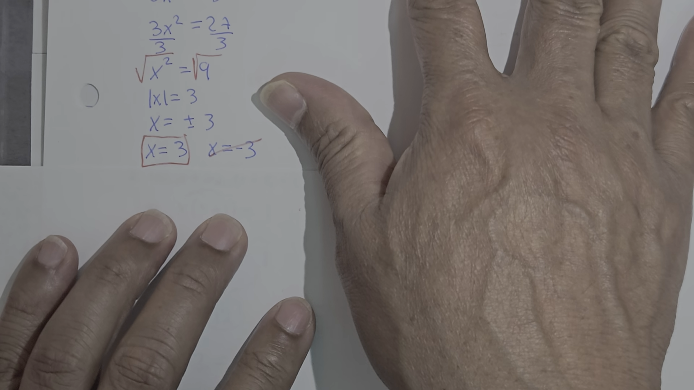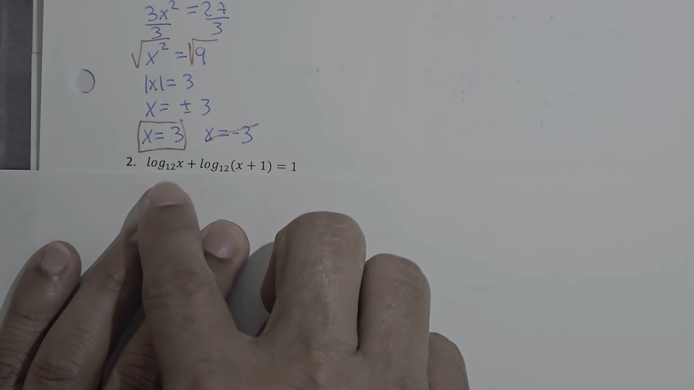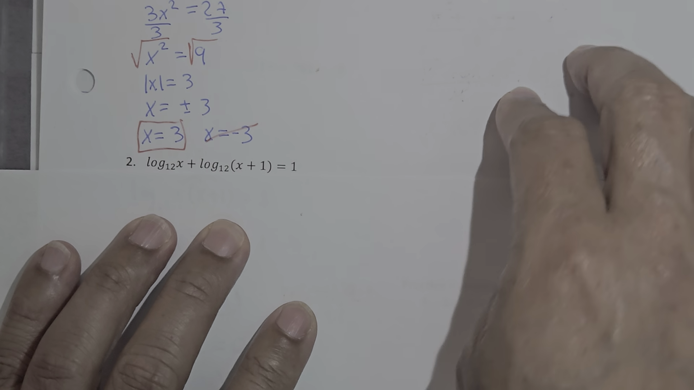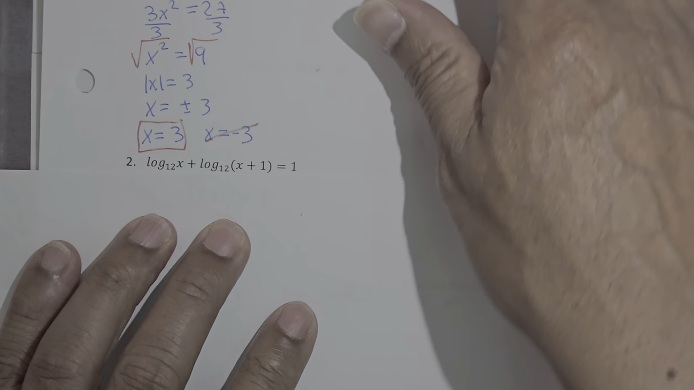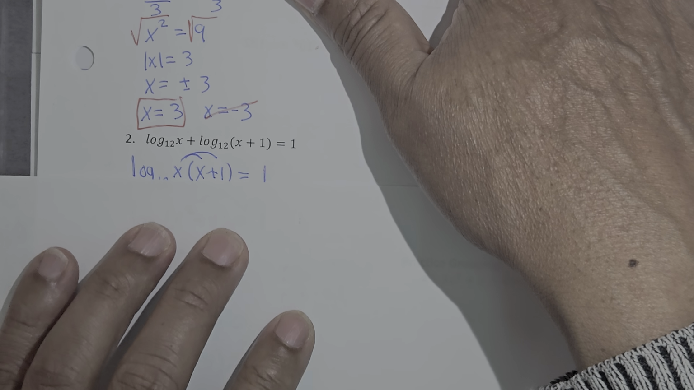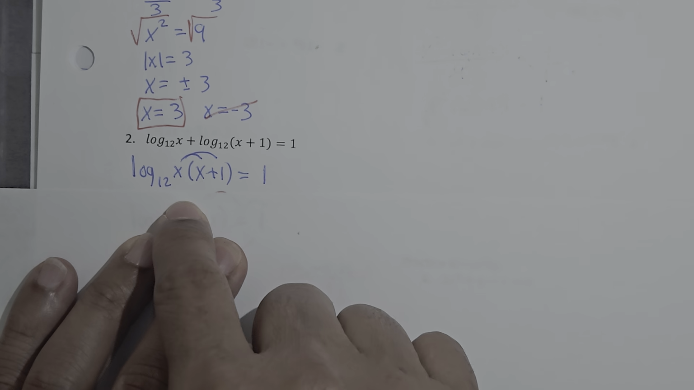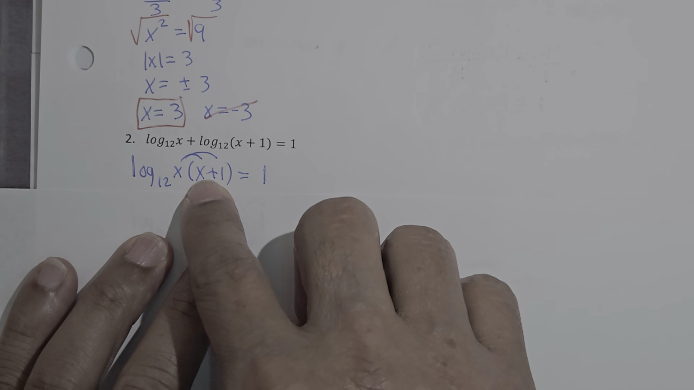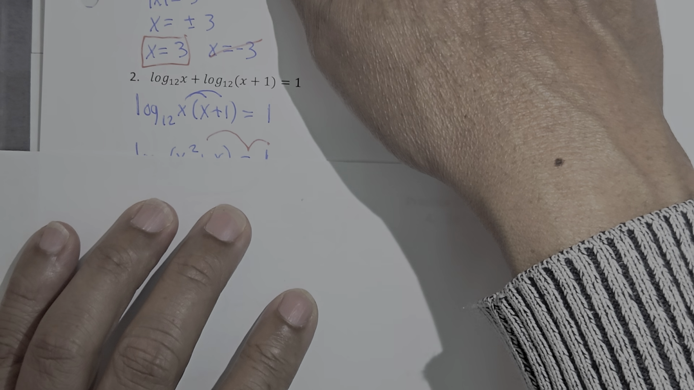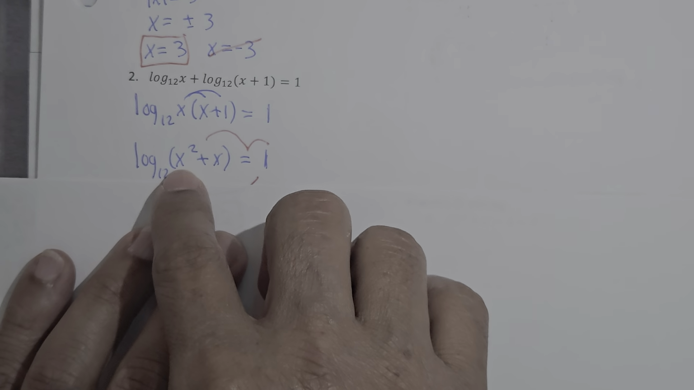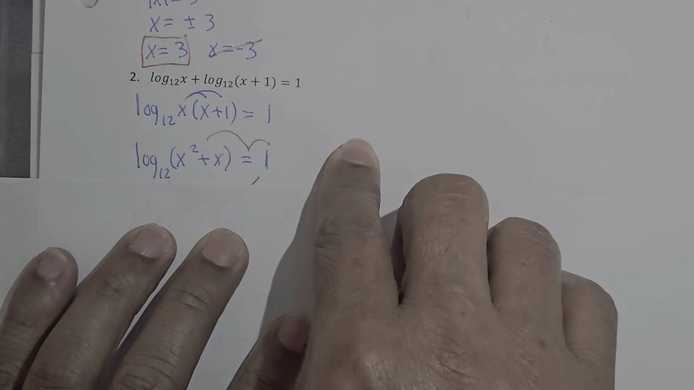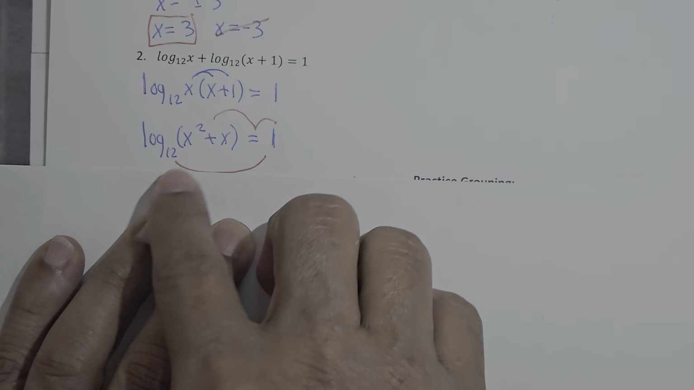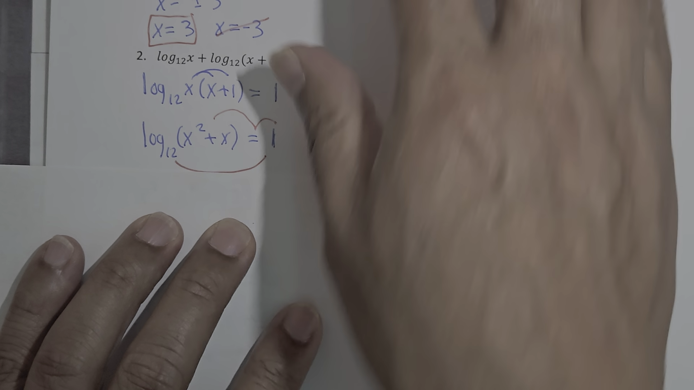All right, next problem. For this one, we have 2 logs again. Notice we have log base 12 of x plus log base 12 of x plus 1 equals 1. So let's condense to a single log by applying the product rule. So we have log base 12 of x times x plus 1 equals 1. Then I'm going to distribute this x to this x plus 1. Once we distribute, it becomes log base 12 of x squared plus x equals 1. Once we have done this, we convert to an exponential equation. So 12 to the first power equals x squared plus x.